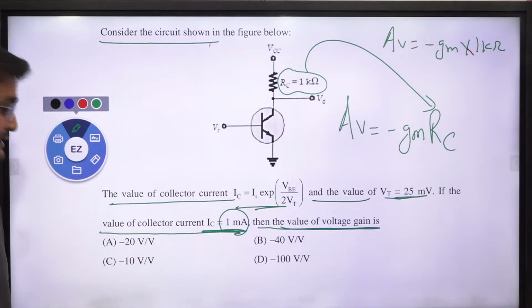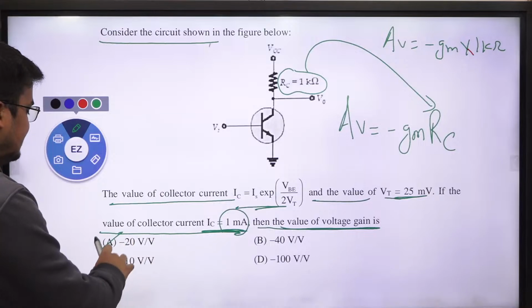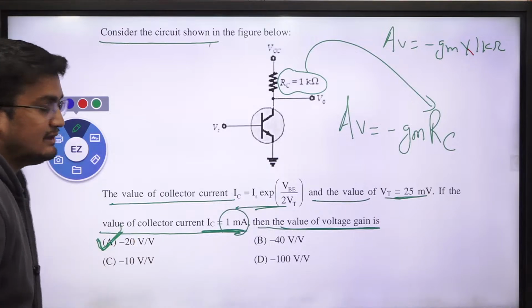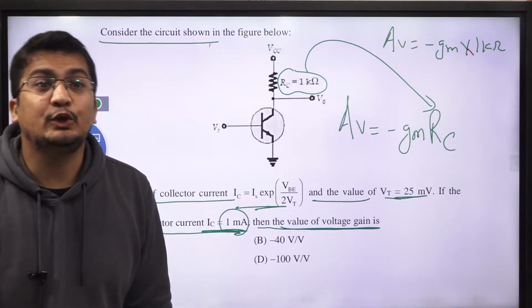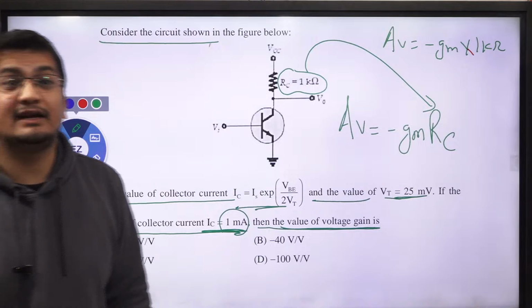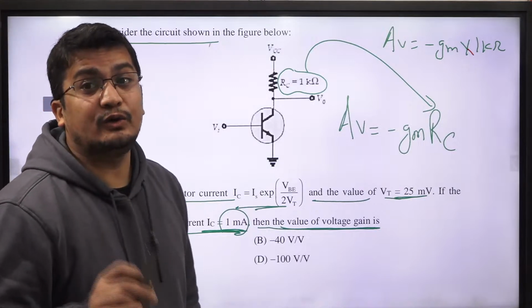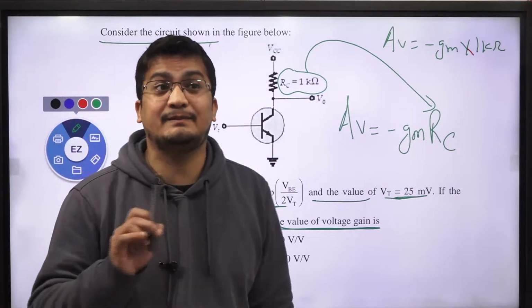Yes, Hemant, the answer is minus 20. Agreed. The other people? Ayush, again, you are committing a mistake. That's what I told you. There may be a small trick. You are giving the transconductance as IC by VT.